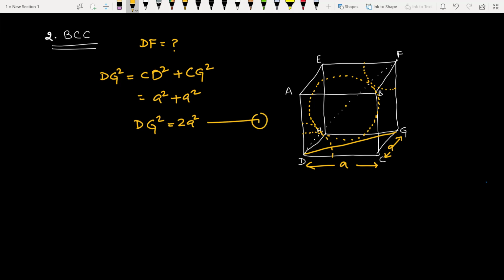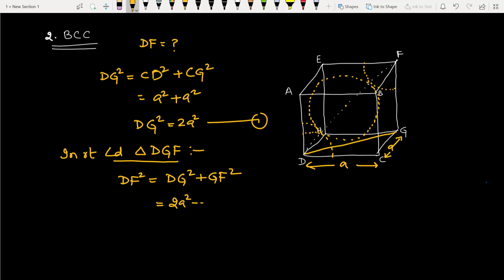Now in right angle triangle DGF, DF square, the diagonal, the hypotenuse, is equal to DG square plus GF square. So DG square from equation number 1 is 2a square. GF is again edge length, the side of the cube, so 3a square. So DF is root 3 a, square root of that.